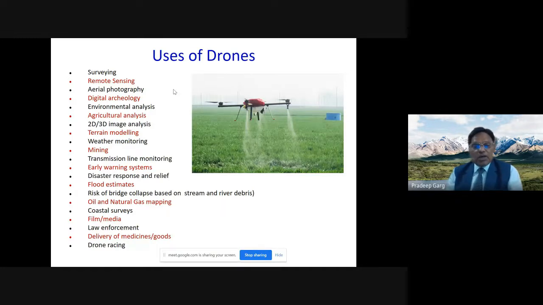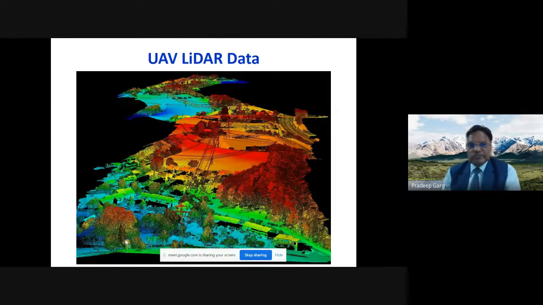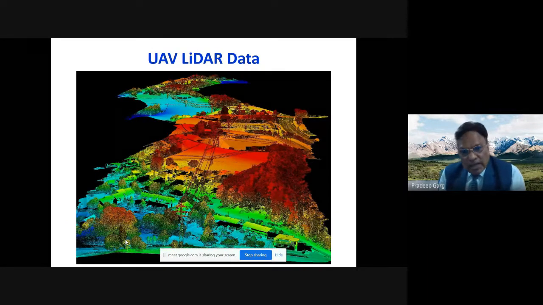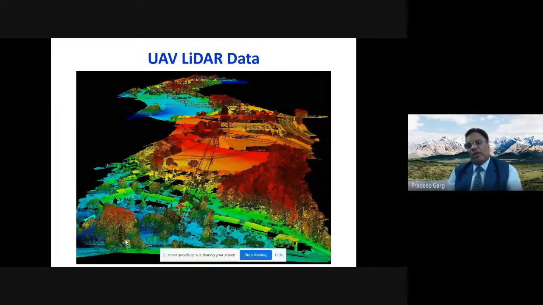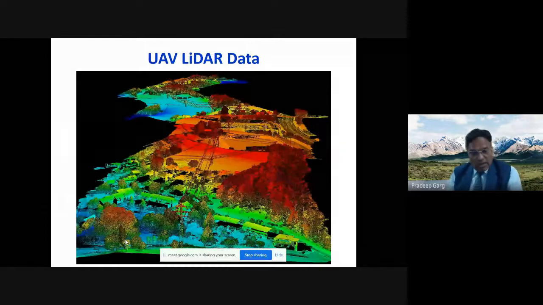Again, the list is not complete here, whether it is transmission line monitoring, or oil and natural gas mapping, or law enforcement, or delivery of medicines or goods. So we are using it in different fields, and this is the LiDAR data, because this particular UAV can actually carry a LiDAR instrument. It can also carry a photographic camera and take images.